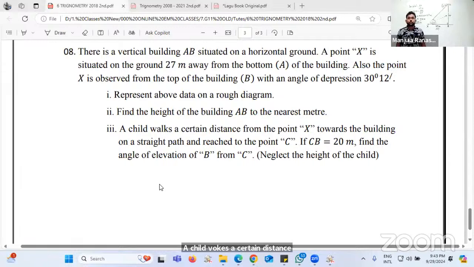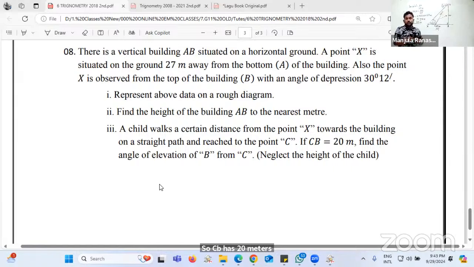A child walks a certain distance from the point X towards the building on a straight line path and reaches a point C, where CB equals 20 meters. Find the angle of elevation of B from C. Now CB is 20 meters, so you can connect C and B.